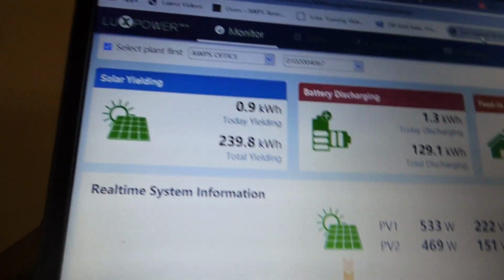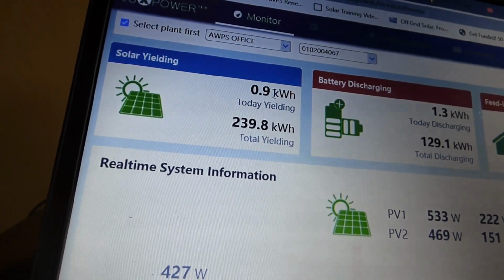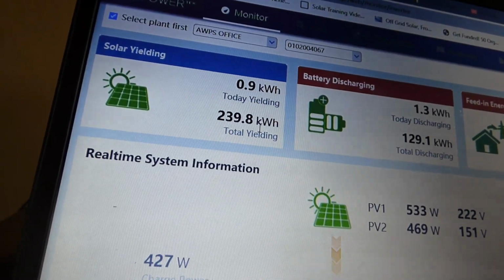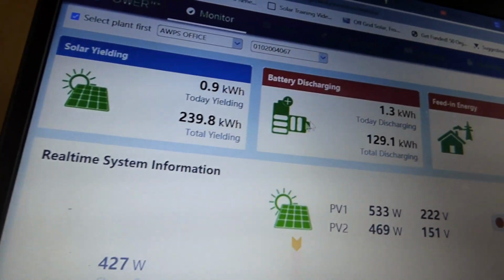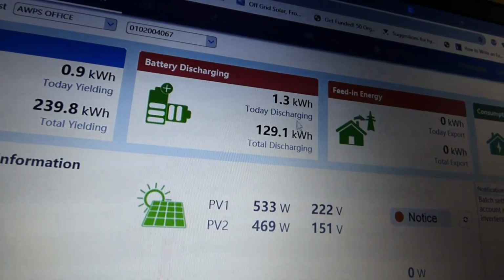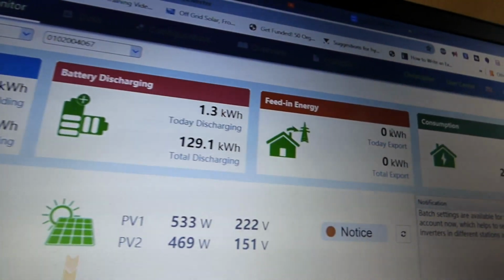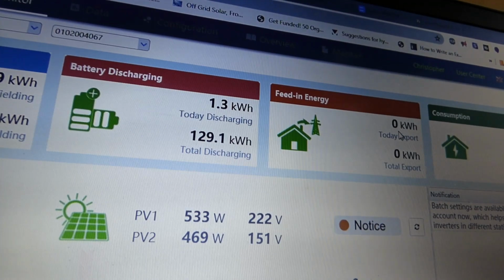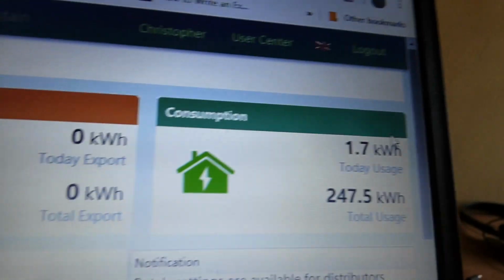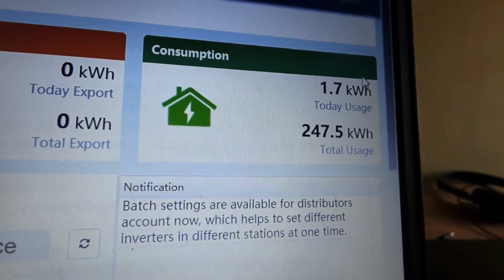So far today, our PV has produced 0.9 kilowatt hours. Our total production since we connected this is 239. They call it 240 kilowatt hours. And then our battery, we've discharged a total of 129.1 kilowatt hours. Since midnight, we've discharged 1.3 kilowatt hours. Feeding, we've fed zero to the grid because we cannot feed to the grid, right there. And then consumption, we've consumed 1.7 kilowatt hours, and our total consumption is 247.5.